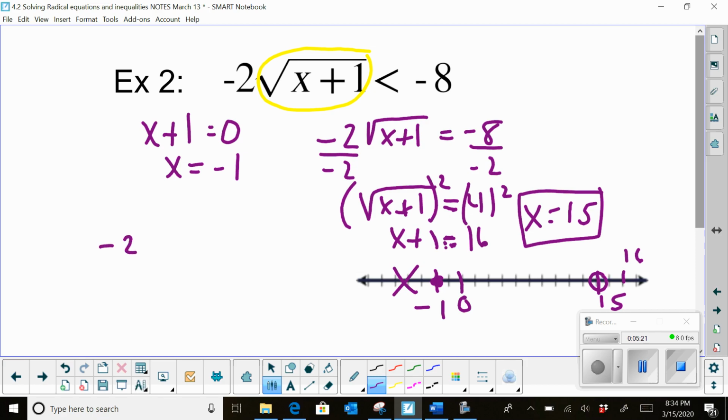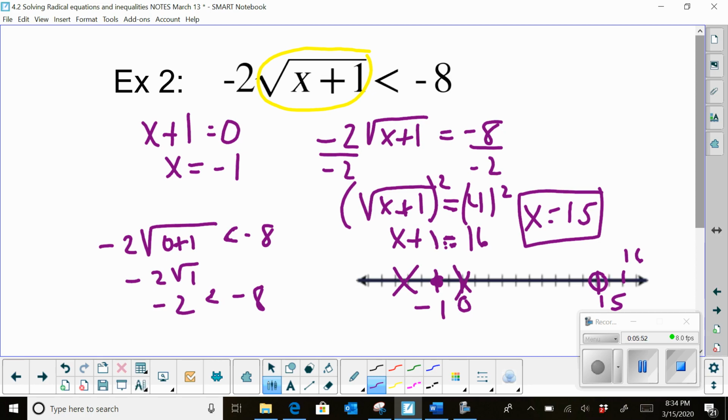We're going to do -2 times the square root of 0 plus 1 is less than -8. So we're going to have -2 times the square root of 1 is -2. Well, -2 is not less than -8 because -8 is less than -2. So that's going to be false, right? 0 does not work, so that would be false. Don't shade that part of the number line.